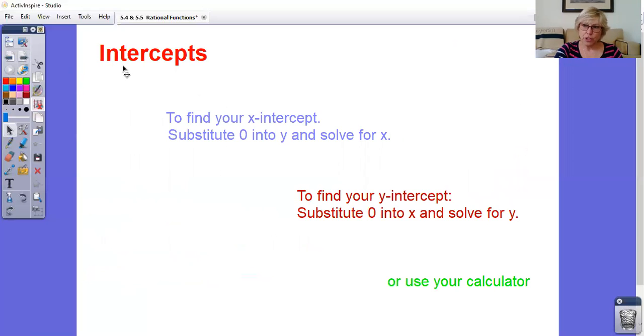The next thing that you're going to have to work on are the intercepts of a rational function. And this is a review also. To find your x-intercept, substitute 0 into y and solve for x. To find your y-intercept, substitute 0 into x and solve for y. Or some of you probably just want to put it in your calculator and find your intercepts that way. However you want to do it, the easiest way for you, that's the best way.